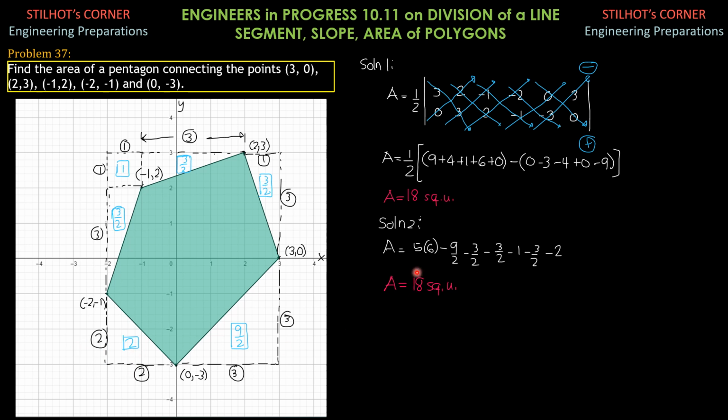So another solution, area equals area of rectangle. This is 5 units by 6 units. So 5 times 6 minus 9 halves minus 3 halves minus 3 halves minus 1 minus 3 halves minus 2. So computing, area is also 18 square units.